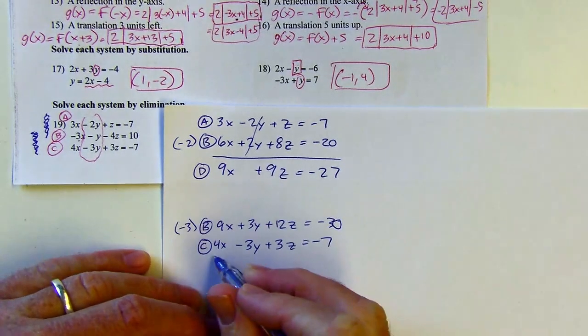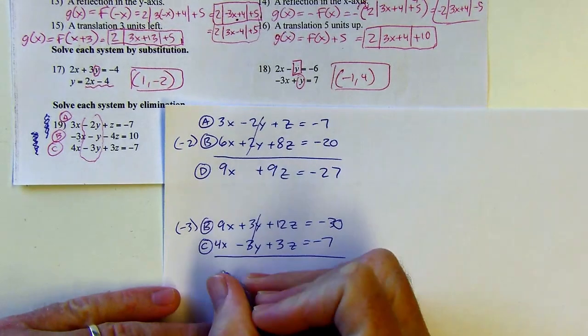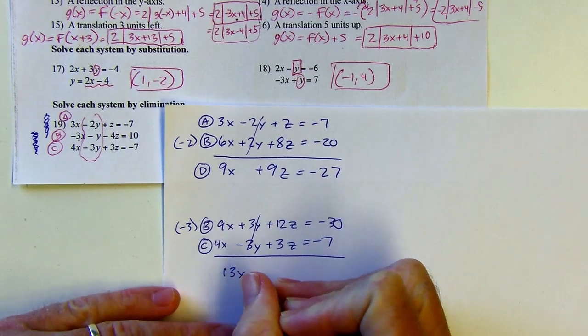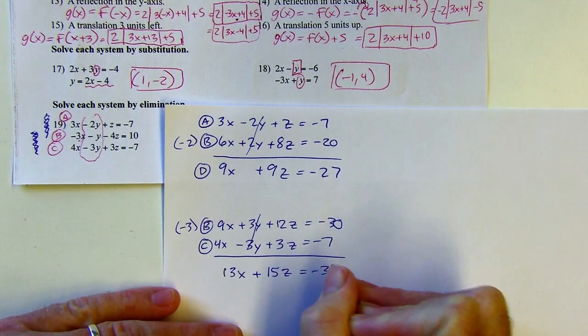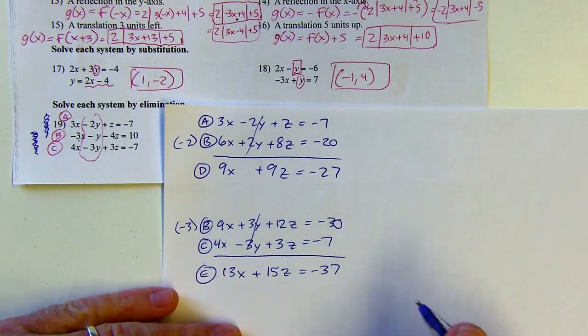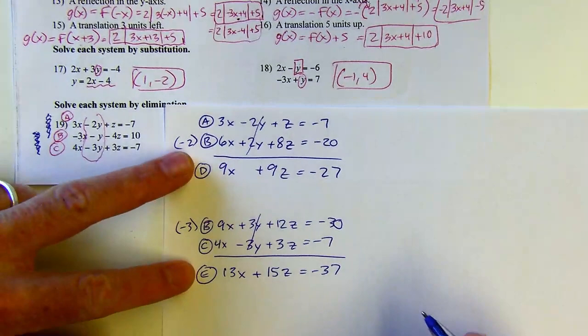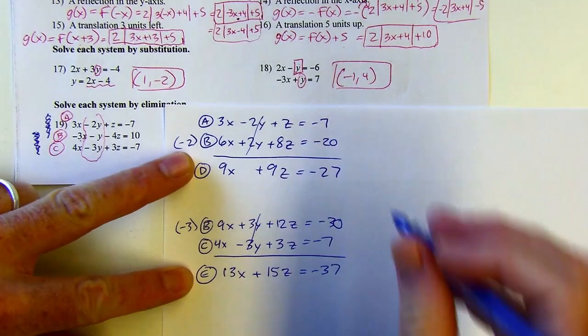Okay, and now when I add these together, again, the y's are going to cancel. So I'll have 13x plus 15z equals negative 37. So I've got another beautiful new equation. I'll name this equation E. Now what I've done is create these two equations that only have two variables. So I'm going to use those together.